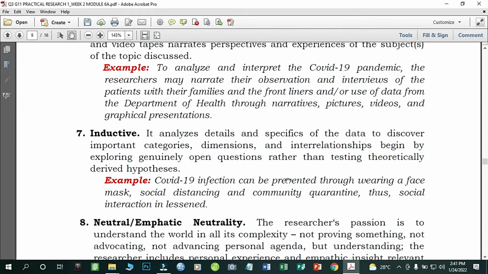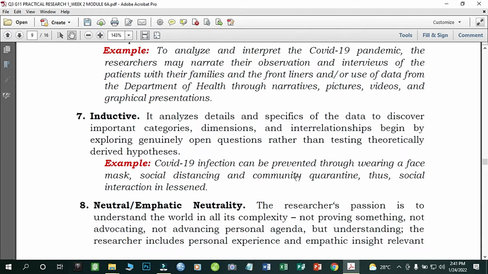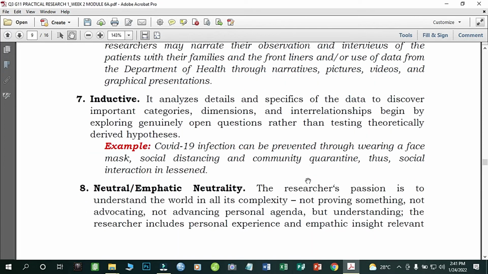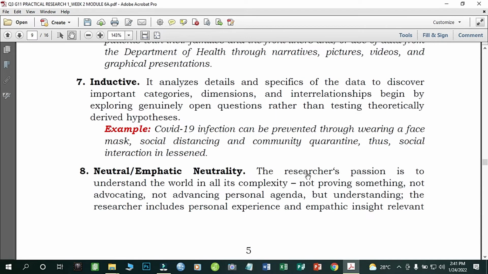Okay, number seven, inductive. It analyzes details and specifics of the data to discover important categories, dimensions, and interrelationships. Begin by exploring genuinely open questions rather than testing theoretically derived hypotheses. Examples, COVID-19 infection can be prevented through wearing a face mask, social distancing, and community quarantine. Thus, social interaction is lessened. Okay, so the word inductive, again, it is from specific to general.